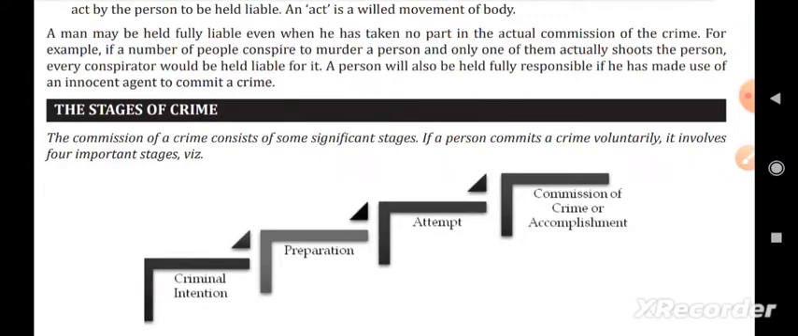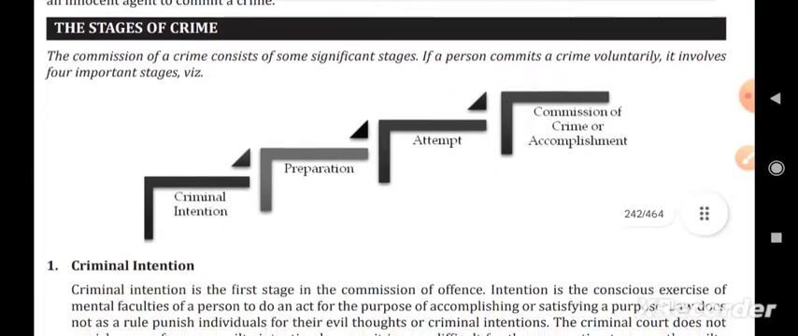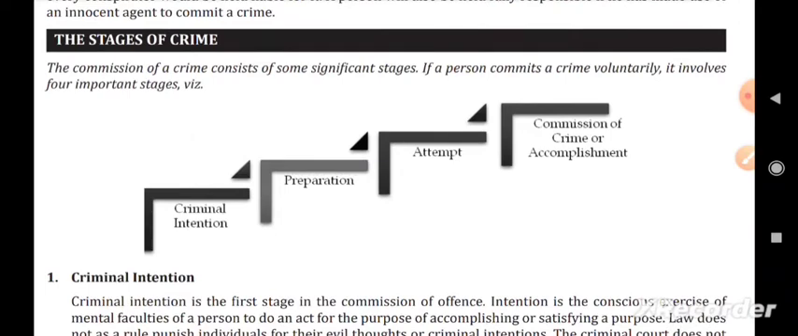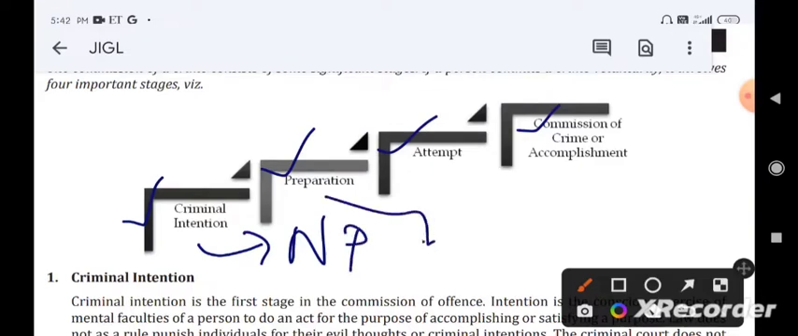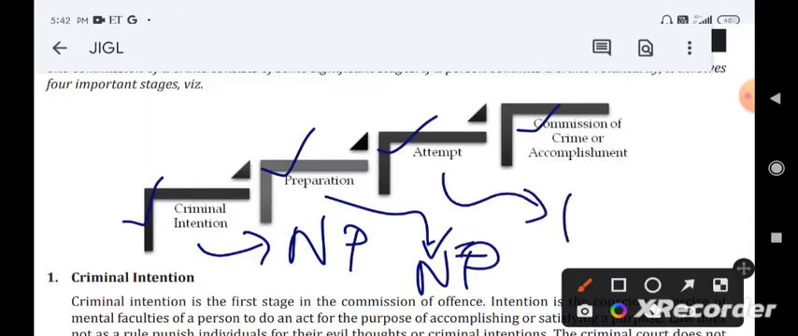So next we have the stages of crime. The stages of crime are criminal intention, preparation, attempt, and commission or accomplishment of the crime. Which is punishable and which is not punishable? Criminal intention is not punishable. Preparation is not punishable, but in exceptional cases it is punishable. Attempt is punishable, and commission of crime is punishable. So we'll see it one by one.